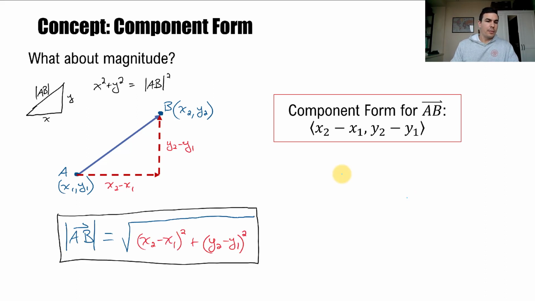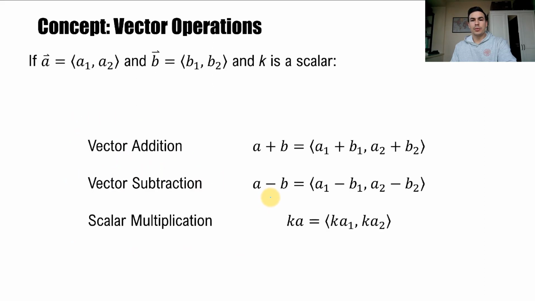So with that in mind, it's sort of a play on our Pythagorean theorem and our distance formula. The magnitude of vector AB is going to be equal to the square root of (x2 minus x1) squared plus (y2 minus y1) squared. Again, just looking at our Pythagorean theorem here. Make sure you get that written down, and we'll take a look at operations.